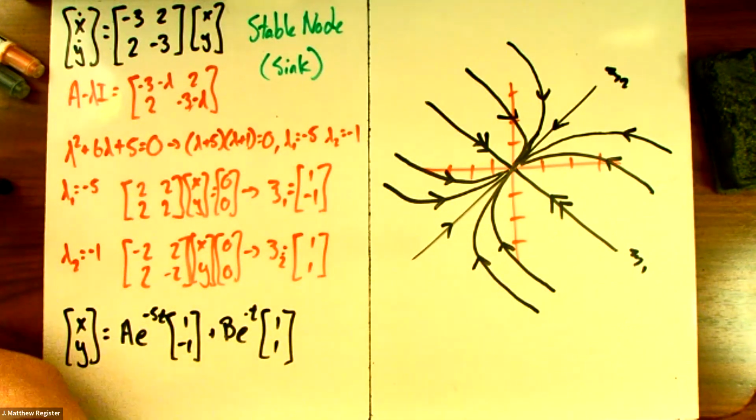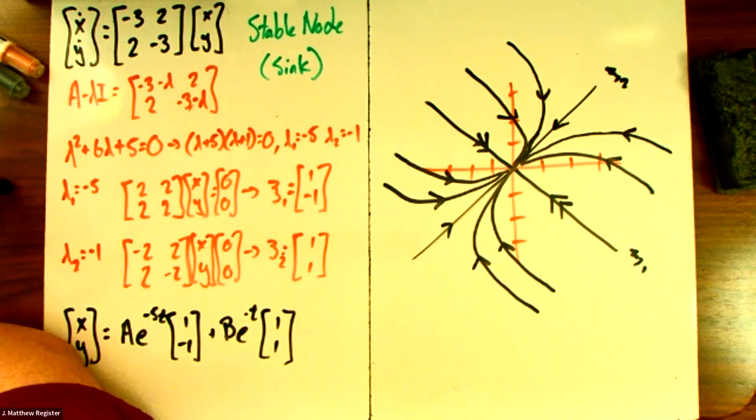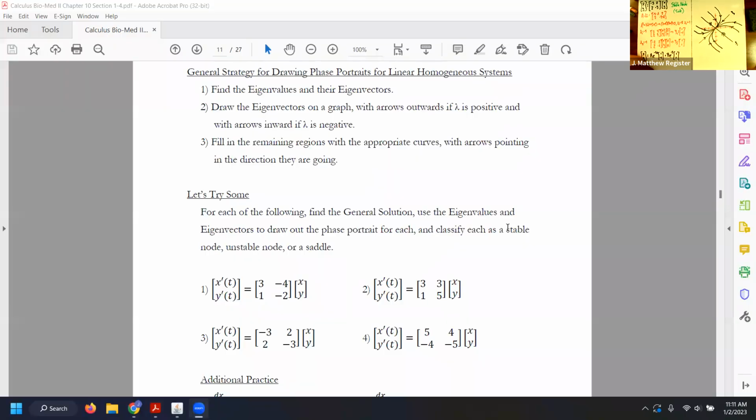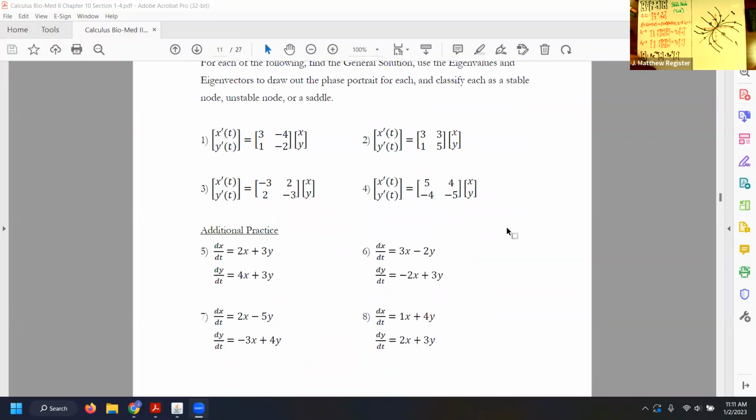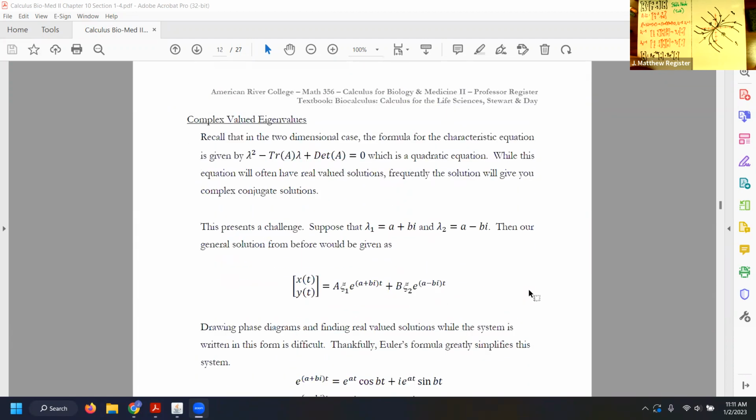And so those are the 3 cases for real valued systems. The question becomes, what happens when we have complex values? And things get a little bit more problematic. Now, there's some additional problems in case you want to try them out. But complex valued eigenvalues, well, we haven't dealt too much with them, but they work very similarly.